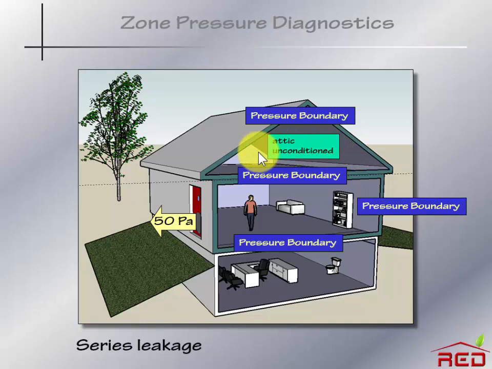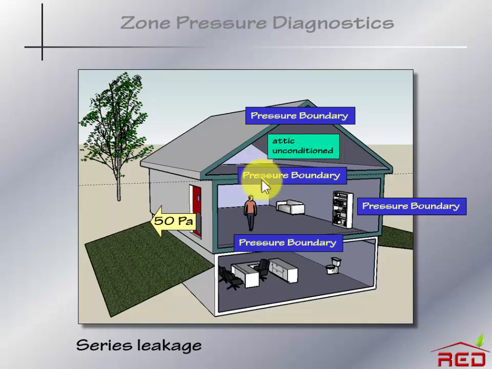Let's for a moment just look at the unconditioned attic in this drawing. This attic is bounded by 2 pressure boundaries. One is, we'll say, the attic floor right here, and the other is the pressure boundary that's made up by the roof structure and each gable end. With zone pressure diagnostics, we can measure the effectiveness of this pressure boundary, that is, how leaky is it.